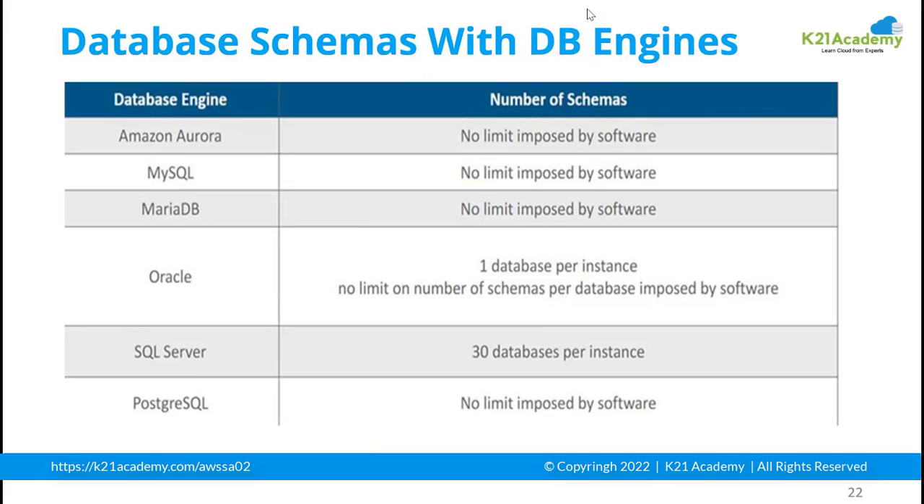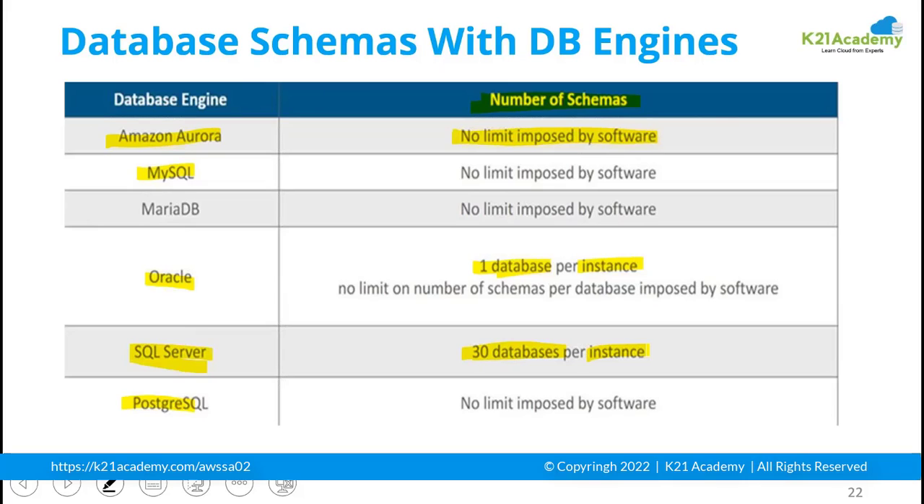The various database engines which are offered by Amazon are listed in front of you. If we talk about Amazon Aurora, because it is using MySQL and PostgreSQL, it is not imposing any limit on the number of databases or schemas that you can create on a particular instance. But if you are using Oracle or Microsoft SQL Server, then there is a limit: only one database per instance if it is Oracle, and 30 databases per instance if it is SQL Server.